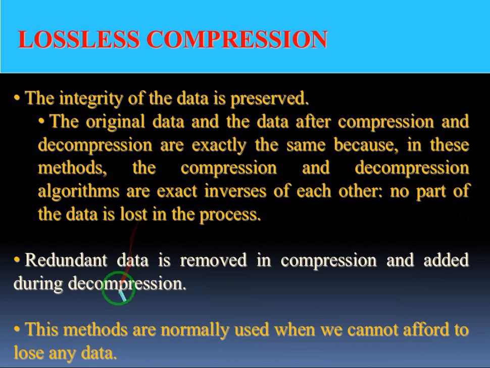Okay. So redundant data is removed in compression and added back during decompression. When you are compressing, your redundant bits are removed, but once you decompress, they are added back to your data. These methods are normally used when we cannot afford to lose any data.